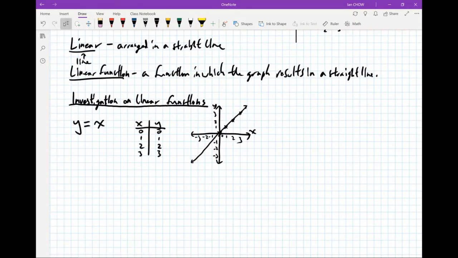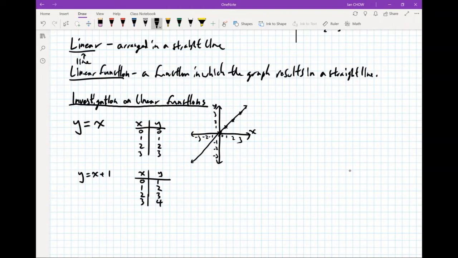Now, I'm going to change up this function a little bit. Let's say this time I have y equals x plus 1 instead. Every single value that x takes, y would be 1 more than it. So if I do our xy table again, if x is 0, y is going to be 1 more than that, that's 1. If x is 1, y is 2. If x is 2, y is 3. And if x is 3, y is going to be 4.